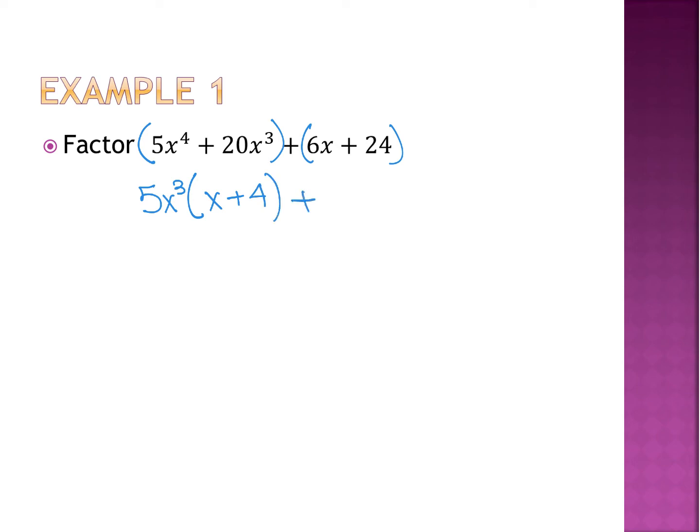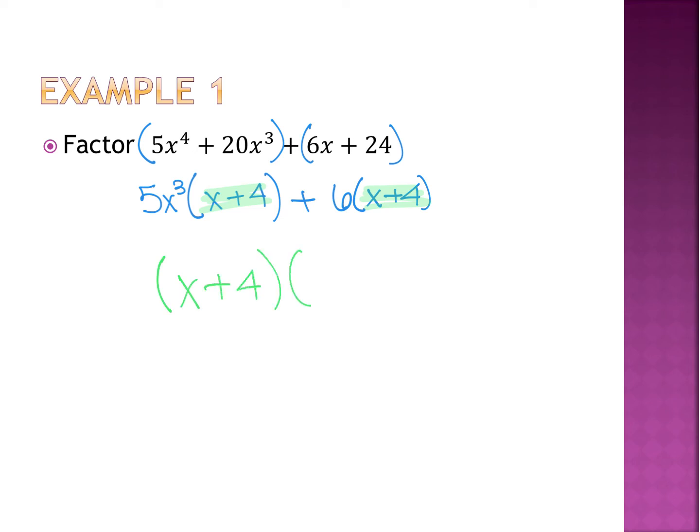I have a plus, and then between 6x and 24, I can take out a 6. Again, I'm left with an x plus 4. Because these two terms are the same, that x plus 4, that tells me I'm able to factor this. Therefore, my first factor is going to be x plus 4.